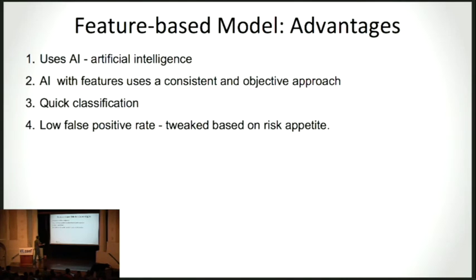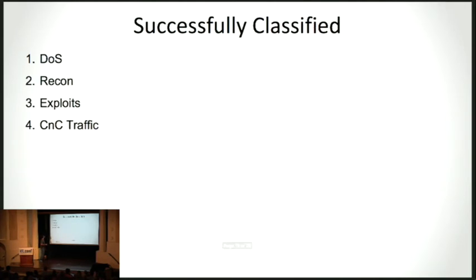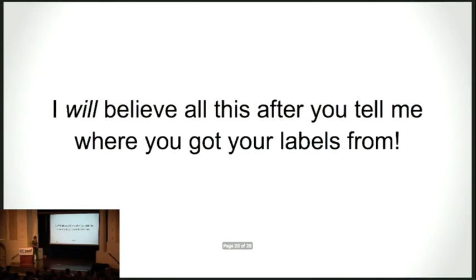Some of the advantages in a feature-based model is we use AI. I know a lot of people might debate that it's not necessarily AI, it's purely machine learning. I agree with you. The usage of these features is super consistent. They're very helpful in objectively identifying what your most important thing is. The classification is quick. We have a low false positive rate. Now, these are some of the successful things that we have identified: denial of service, recon, exploits, command and control traffic. This is mainly bots across the network. So I spoke about all this, but I didn't tell you how we label it.